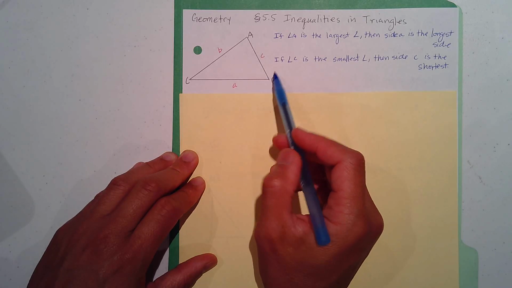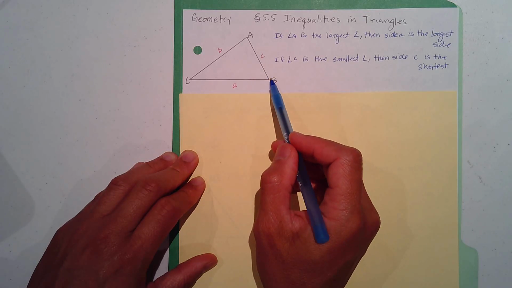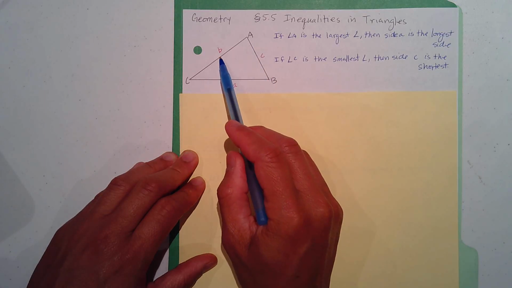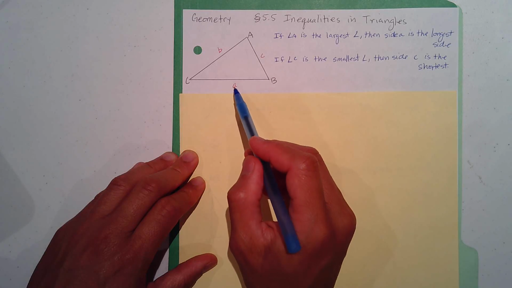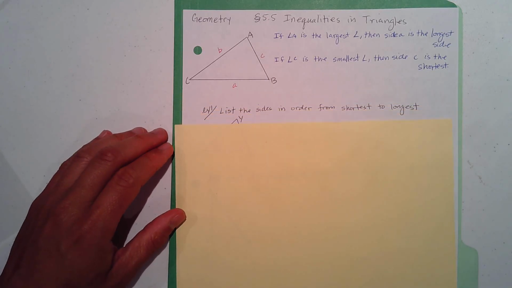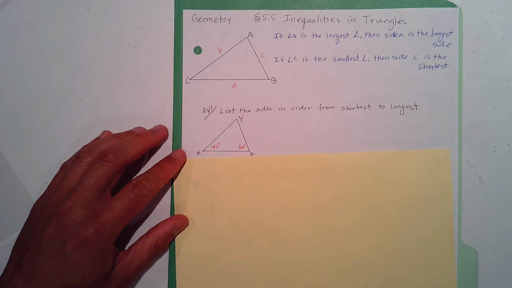And we can now conclude that angle B is between angle A and angle C. Therefore, side B is between lengths A and C. So let's do an example.